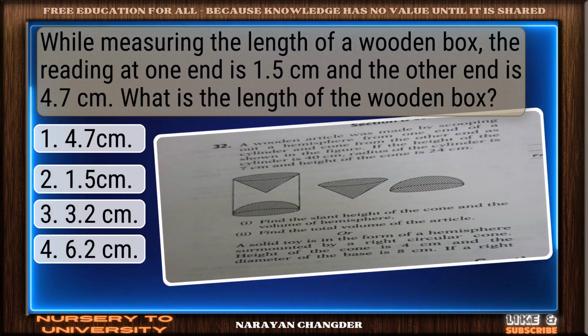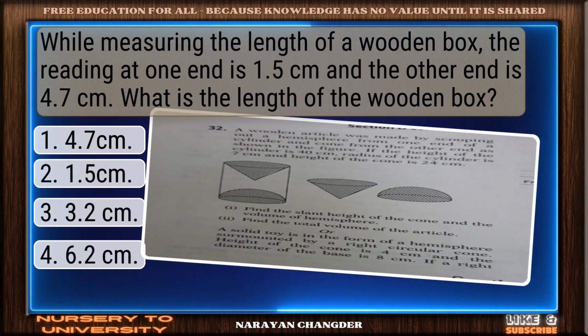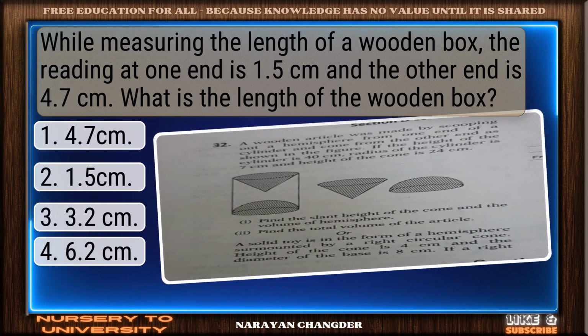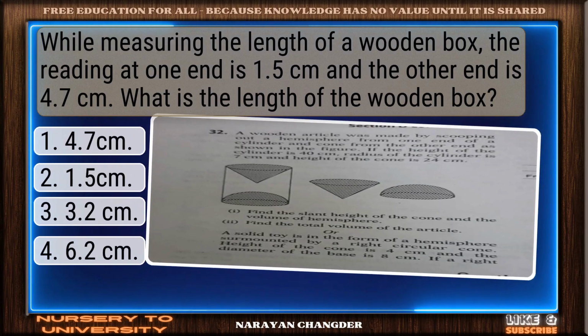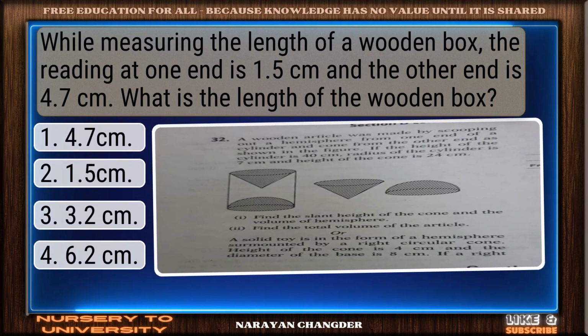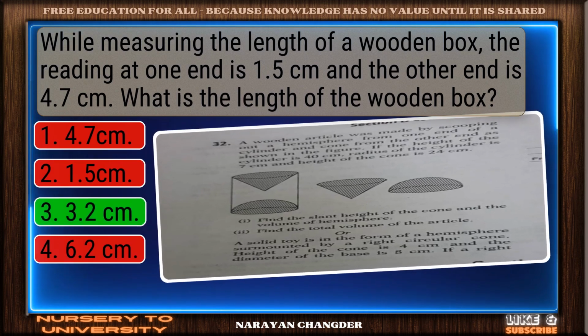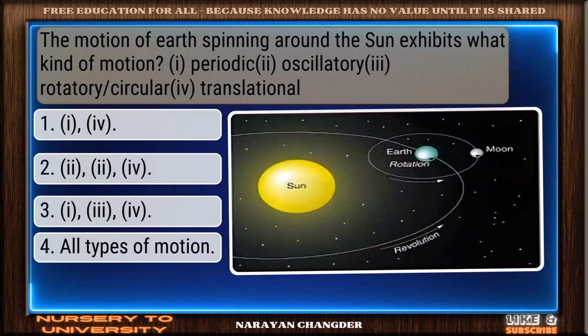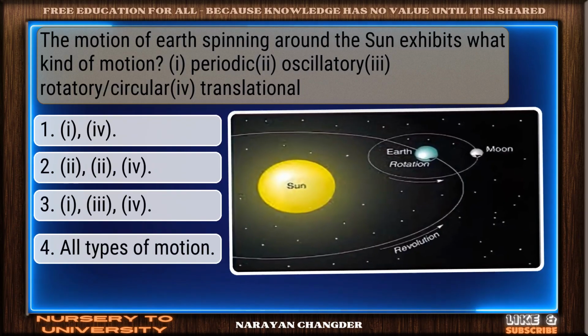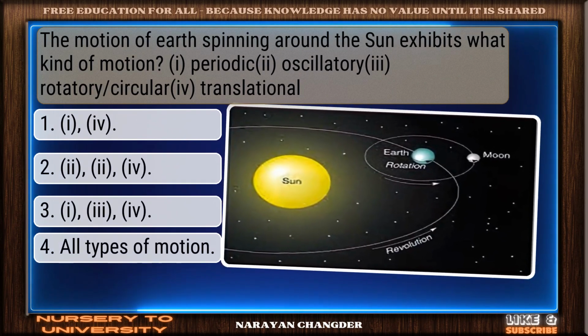While measuring the length of a wooden box, the reading at one end is 1.5 cms and the other end is 4.7 cm. What is the length of the wooden box? 3.2 cms is true.